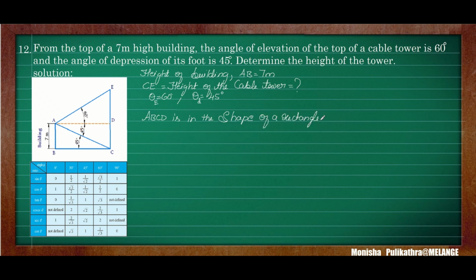The building is in the shape of a rectangle. Therefore, AB opposite sides are equal. AB is equal to CD, which is equal to 7 meter, and BC is equal to AD, which we have to find out. BC is equal to AD, which we don't know the value.